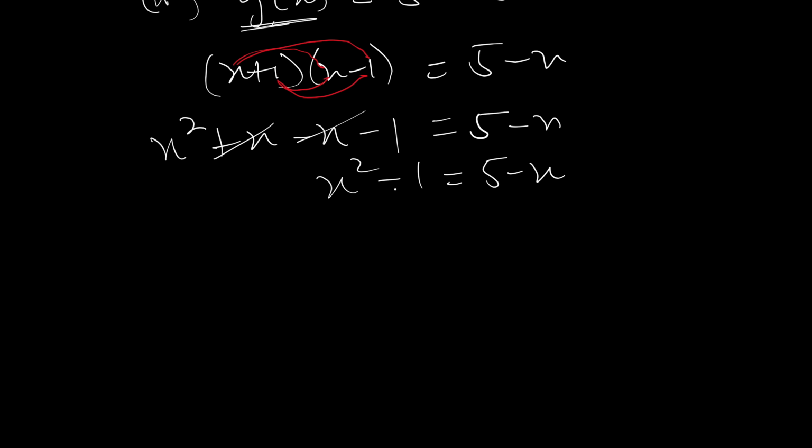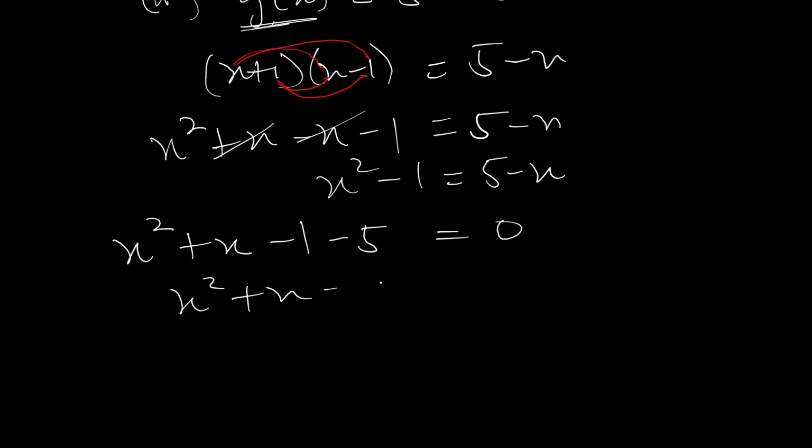Now when we move everything to the left hand side, we have x squared plus x minus 1 minus 5 is equal to 0. This will give us x squared plus x minus 6 is equal to 0. So now we factorize. We find factors of 6 that when we multiply, we get negative 6, and when we add, we get 1. So for our factors, we pick 3 and negative 2. So let's see. 3 times negative 2, we have negative 6. And then 3 plus negative 2, we have 1. So our factors will be 3 and negative 2.